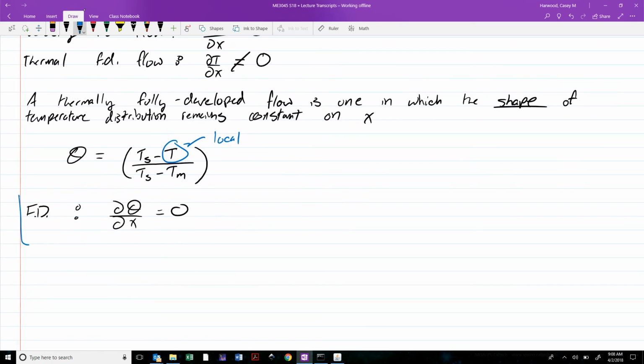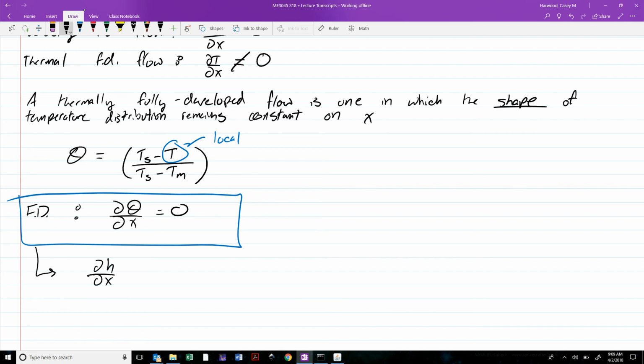So remember this is an important definition, and a less obvious conclusion that we could draw from this, we're not going to go into the derivation, is that dh dx is equal to 0. So h is constant in the fully developed region.